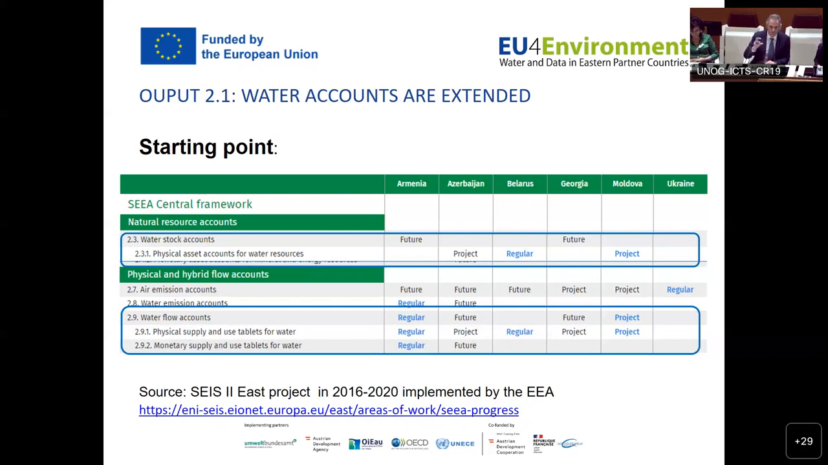Because our program evolved out of the SEEA East 2 program, we looked at the results, and what is quite interesting to see is that the situation in regard to water accounts in the five countries is quite different. In the SEEA East project, they were looking at water stock accounts, but also at water flow accounts. Giving only one example, Armenia already carries out, and we will hear today in the presentation also, that the fiscal supply and use tables exist. Other countries are still at the starting point.